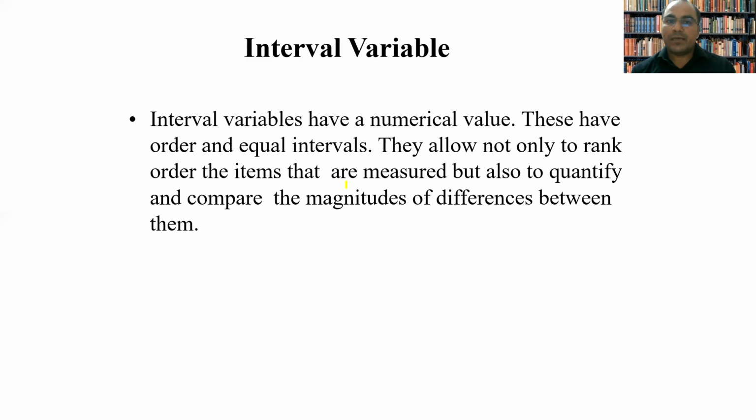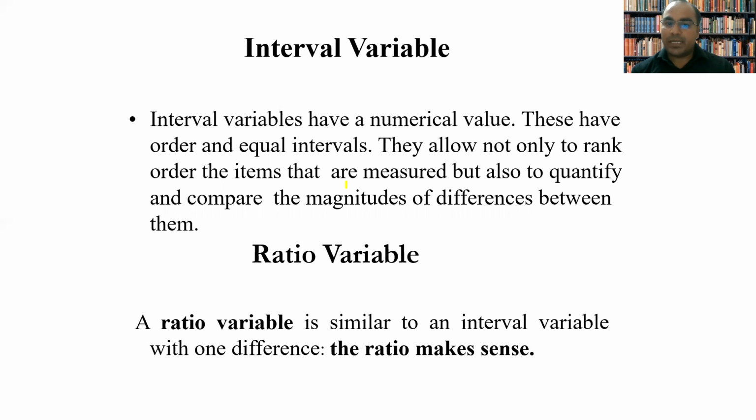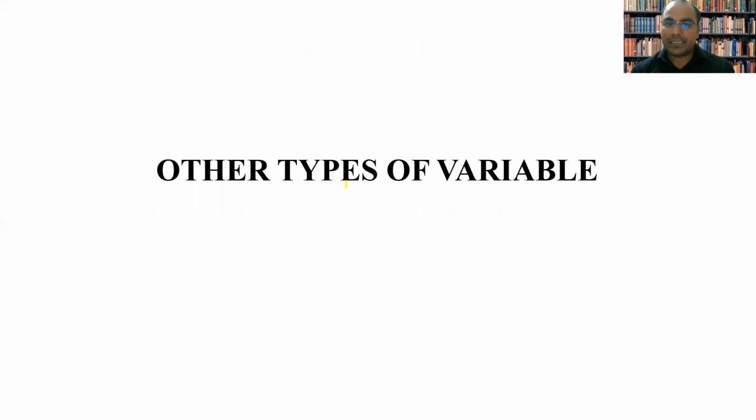Interval variables have a numerical value. These have order and equal intervals. They allow us not only to rank order the items that are measured, but also to quantify and compare the magnitude of difference between them. And ratio variable is similar to an interval variable with one difference, the ratio makes sense.